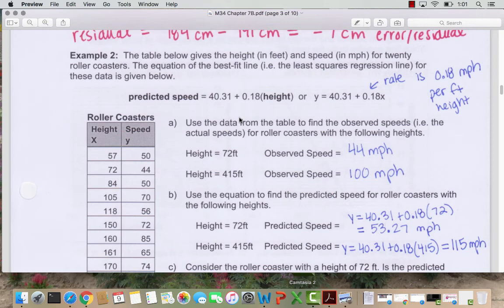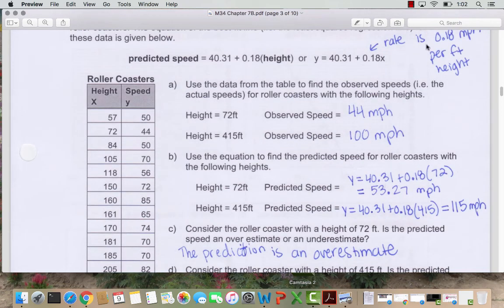Another example gives us the equation for the predicted speed for a roller coaster. The predicted speed is 40.31 plus 0.18 times the height, or if you want to translate that, we can say y is the predicted speed and x is the height of the roller coaster, and that's in feet, and the speed is in miles per hour. So this line of best fit was found from this data set of 20 roller coasters, and here's our rate. It's 0.18 miles per hour for each foot in height that the roller coaster increases. So every extra foot, the speed goes up 0.18 miles per hour overall.